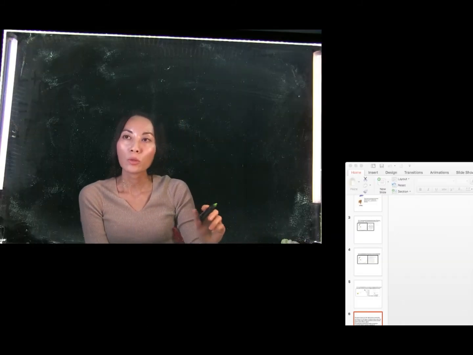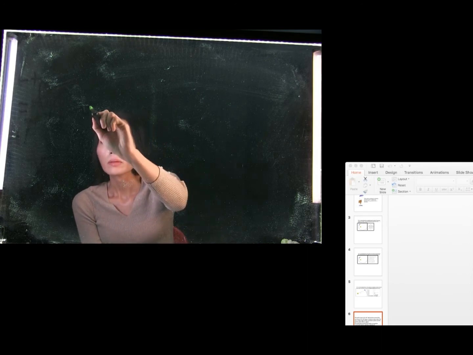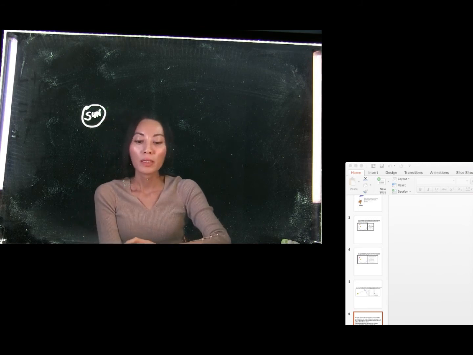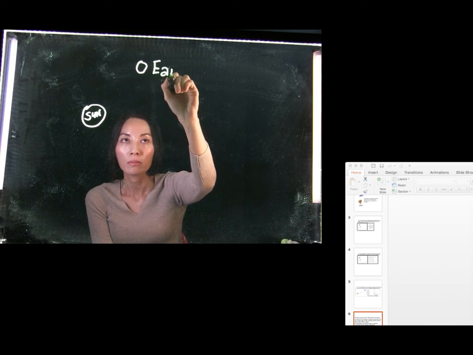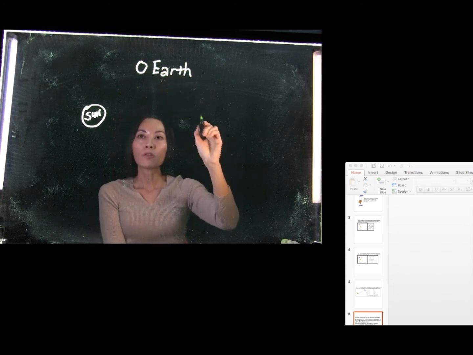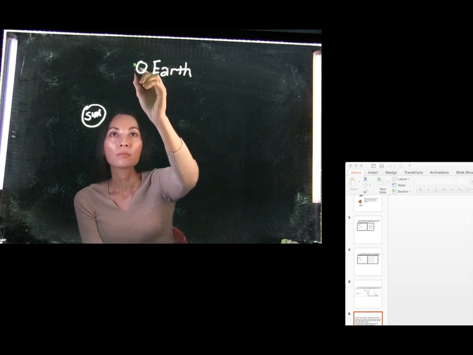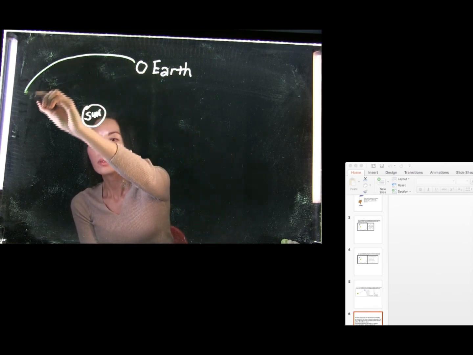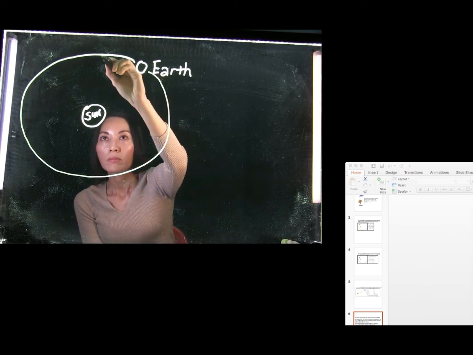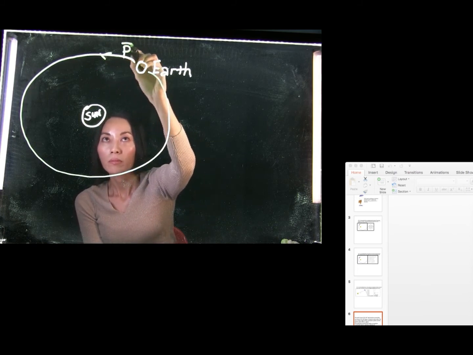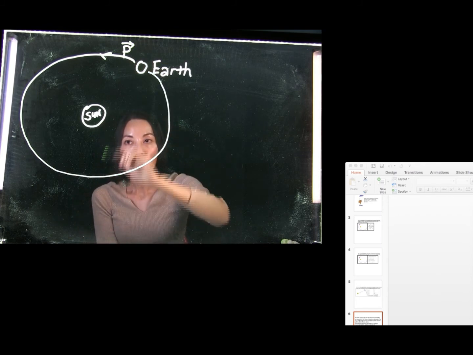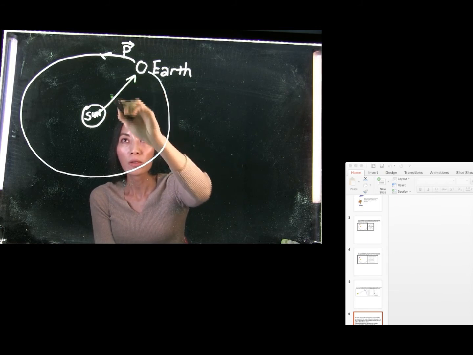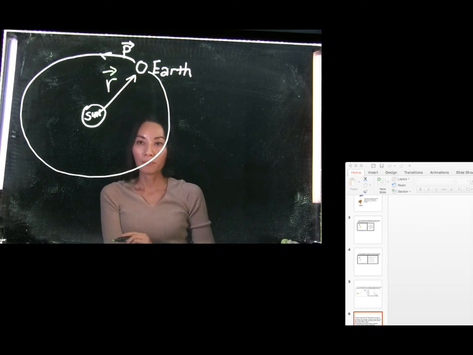So coming back to orbital motion, let's make an example where you have the sun, and we have Earth. That's Earth. So Earth rotates counterclockwise around the sun. And therefore, with the sun as the origin of the system, we have a position vector R in this direction.